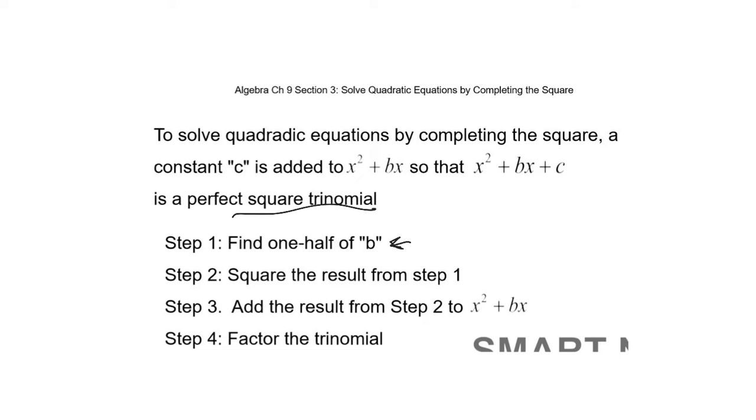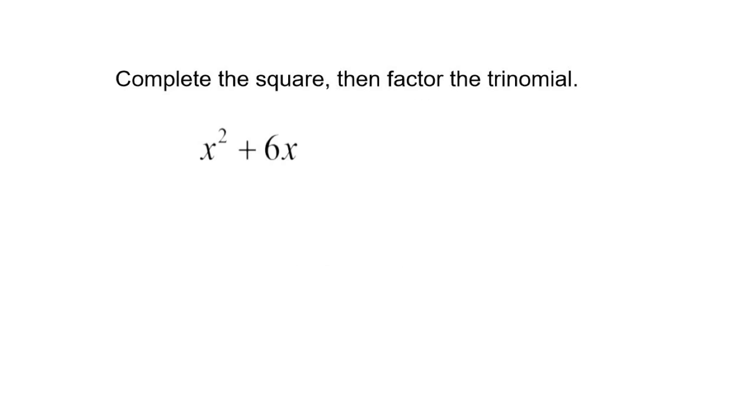All right, so in order to create a perfect square trinomial, find half of your b. Whatever your b is, that's whatever is attached to your x, your coefficient of your x, divided by 2. Then square it, then add it to ax squared plus bx. After you do that, you factor it. If you need to solve, then you solve it after you factor it. All right, so complete the square, then factor.